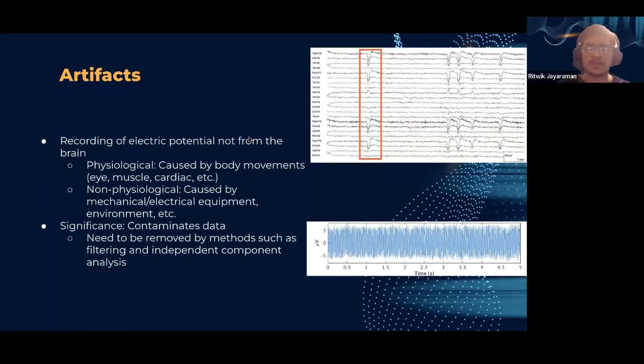Now for specific artifacts. Although electrodes can record brain data, they also record things which are not from the brain. And there are two main types of artifacts. First is physiological, and this is caused by body movements.